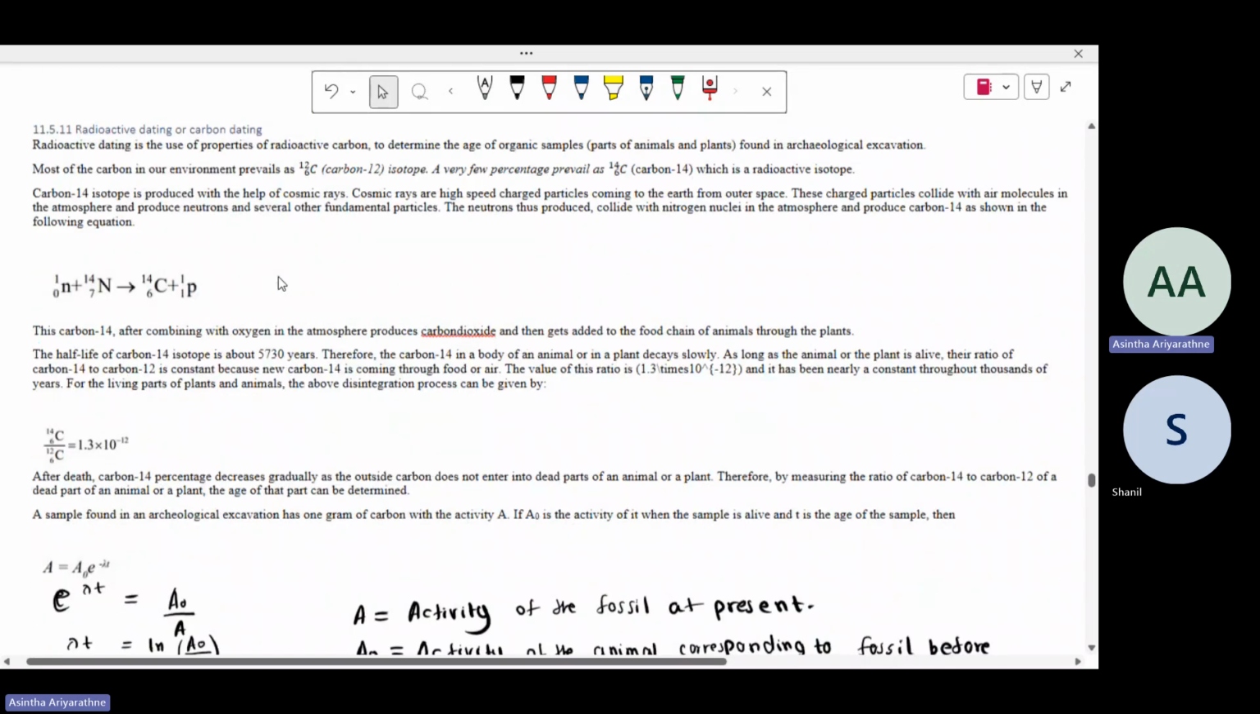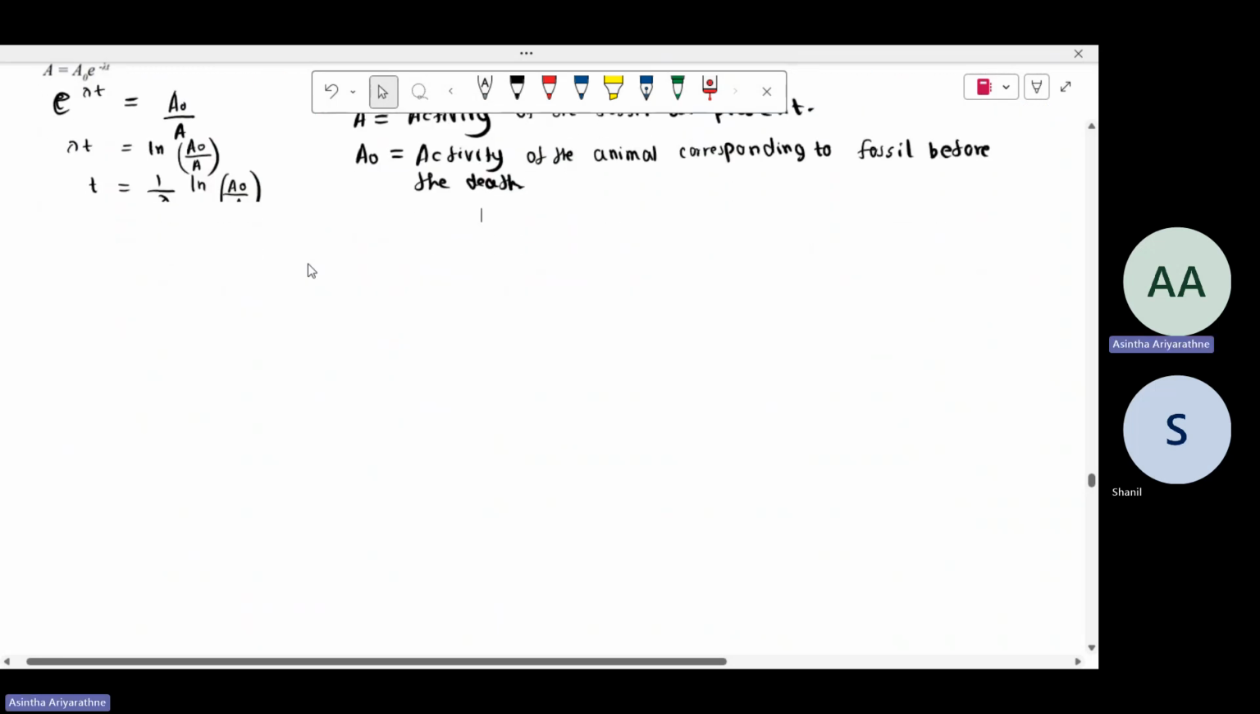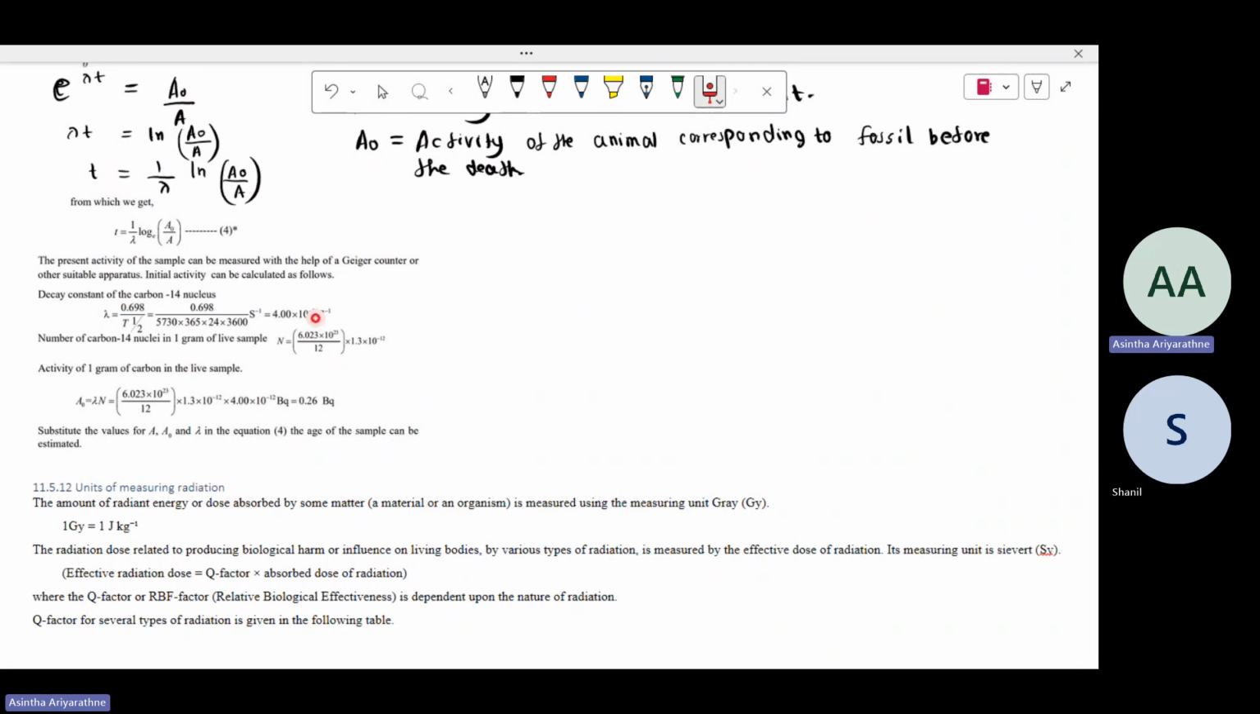Then by substituting the value of 5,730 years into the above equation, the multiplication of half-life and decay constant is equal to ln2. From that expression, the decay constant can be found. Right? Here we have 4 times 10 to the power minus 12 per second as the decay constant of carbon-14.